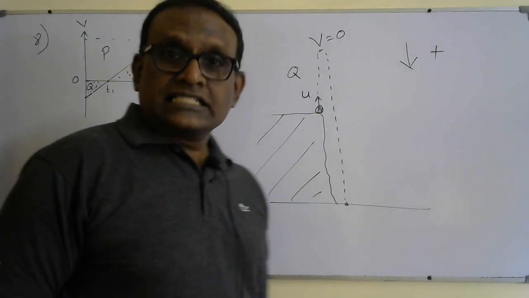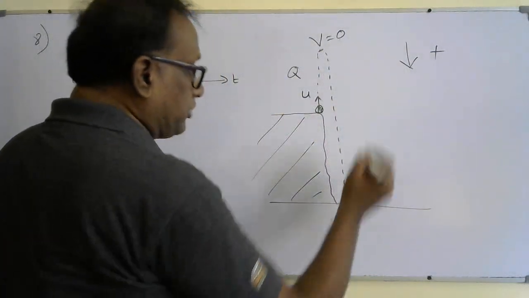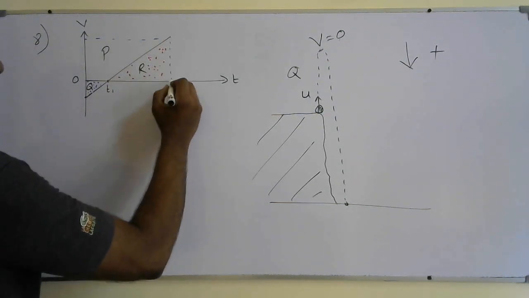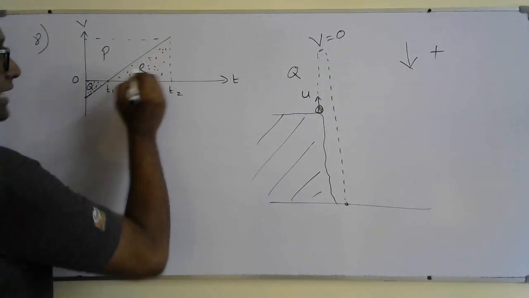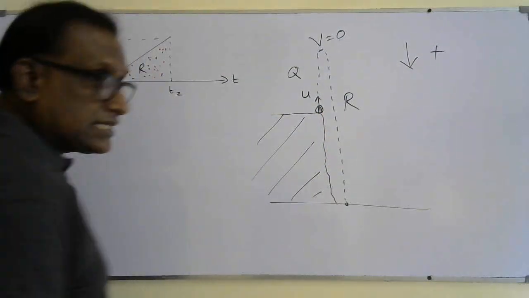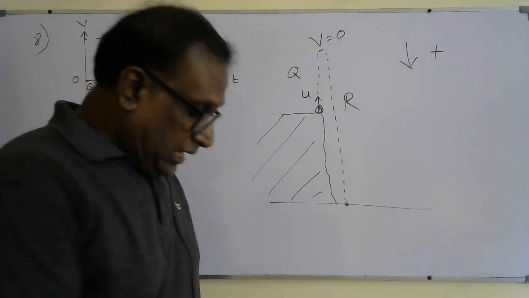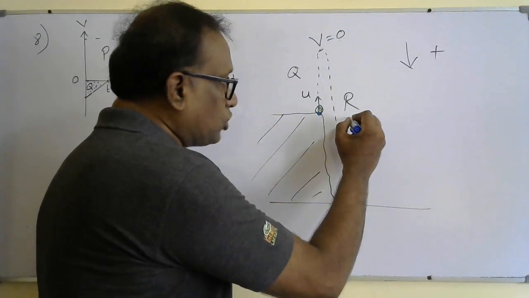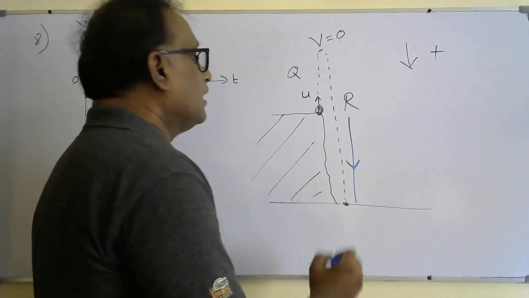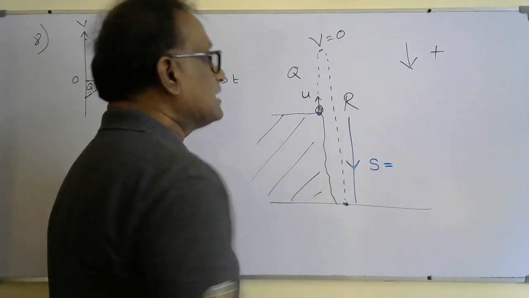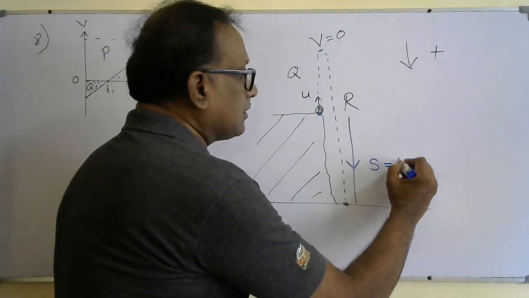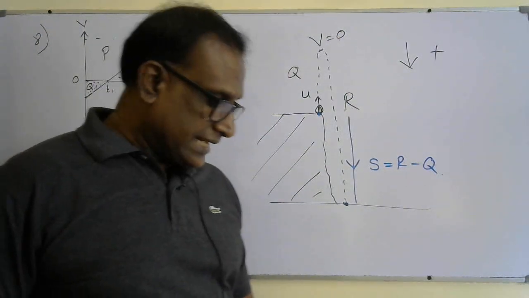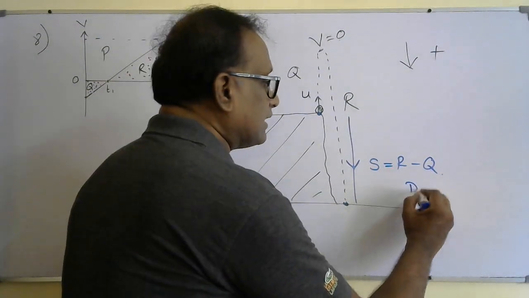The distance it has fallen from the highest point to the ground is given by the area covered by this triangle, that is R. So what's the total displacement in this motion? The total displacement, initially here, finally here, this is going to be the total displacement. Total displacement S is going to be R minus Q. So in this example also, I can say the final answer is D.